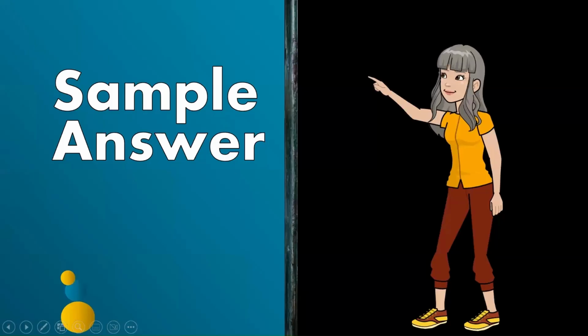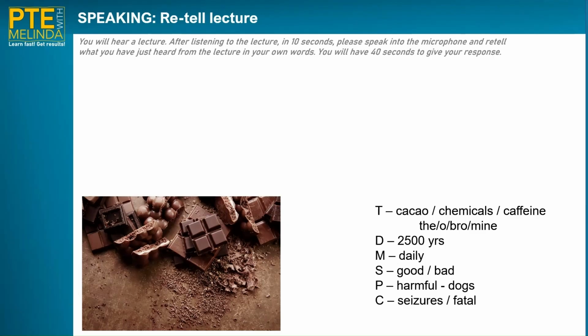Okay, let's check some answers here. So my notes, I've got my TDM SPC. I've put some notes next to them. That's going to enable me to retell that lecture fairly fluently. I've got my structure. The speaker was talking about. Then she described. Next, she mentioned. So I've got my structure and I'm just making sentences with my notes. And we'll listen to an example in a moment.